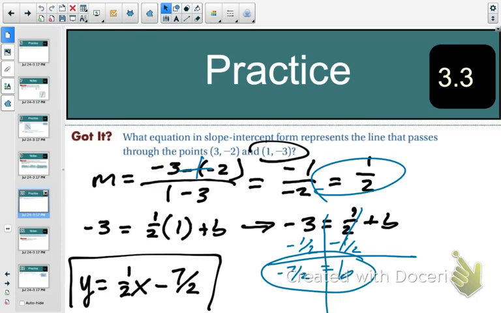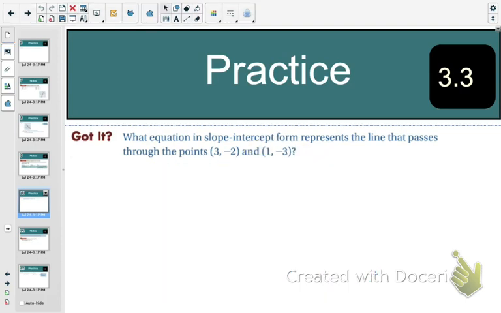Okie dokie. So I found my slope, which was positive 1/2. Then I plugged it back in, and I used this point to plug in. You could have used the other one as well. It doesn't matter. You should get the same thing. I plugged in -3 for y, plugged in 1 for x, solved for b, and I got b equals -3.5 or -7/2. Then I just plugged in m and b. So I got y equals 1/2 x minus 7/2.